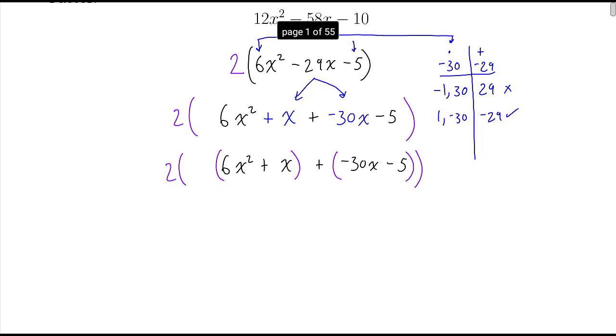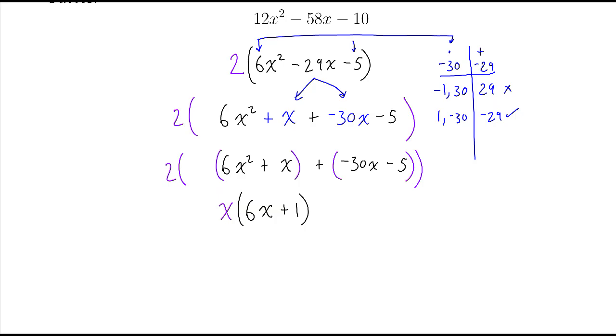Okay, so 6x squared plus x, those have a common factor of x. Now, if I factor that x out, I'm taking an x away from x squared, and that'll leave me with just 6x. And I am taking away that x when I factor it out. And by take away, I mean I'm dividing it out. When you factor something, you're dividing it out. x divided by x is 1. So that leaves me with 6x plus 1.